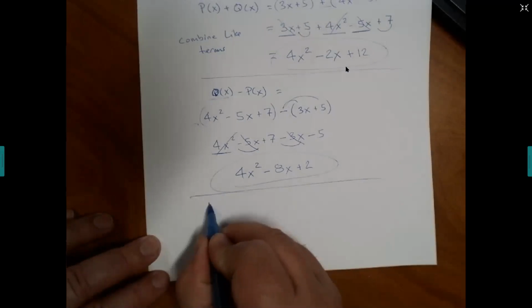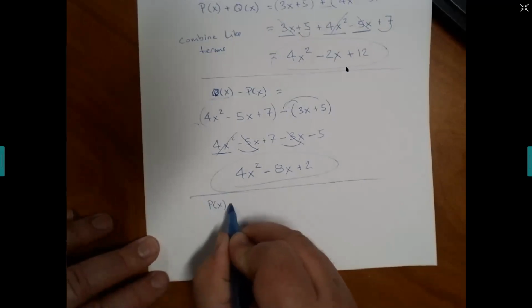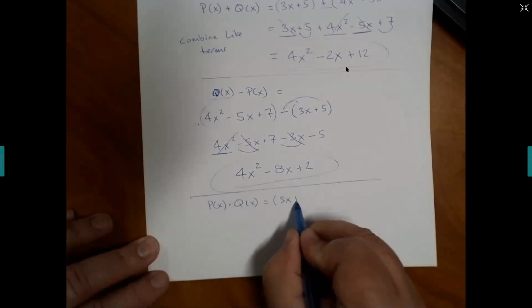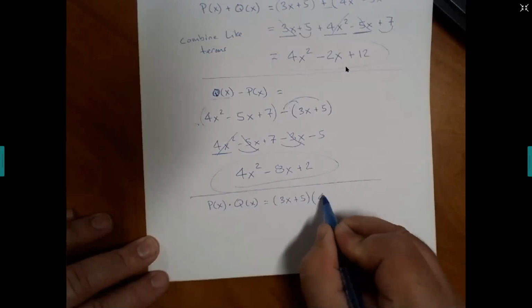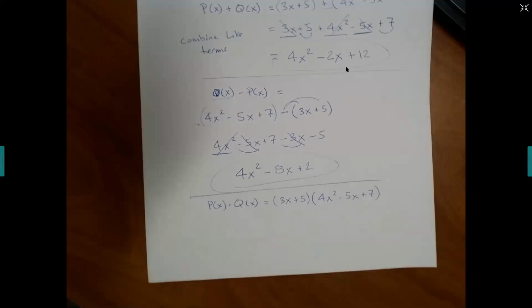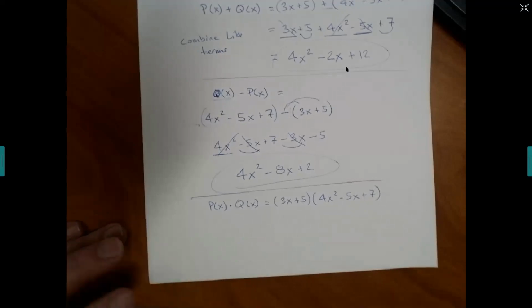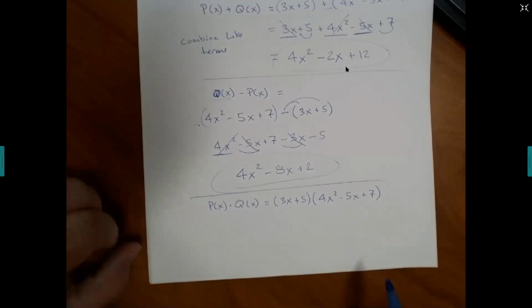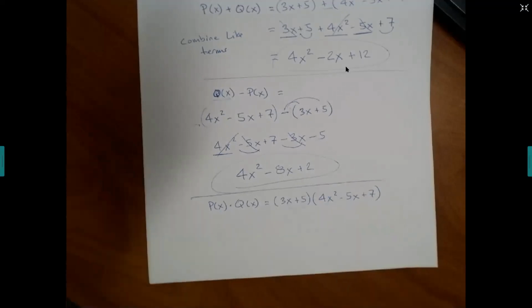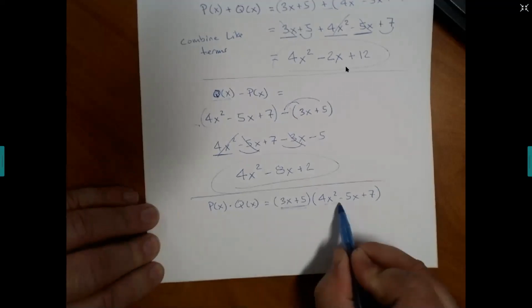We can multiply them. P of x times q of x: 3x plus 5 times 4x squared minus 5x plus 7. Now, this is why FOIL only works on binomials. This is distributivity. Whatever's in front multiplies to everybody inside. So distribute. Everything in the first parenthesis has to multiply to everybody there.